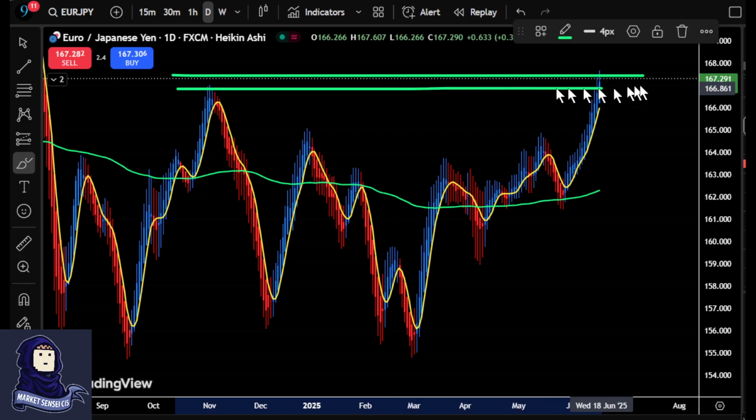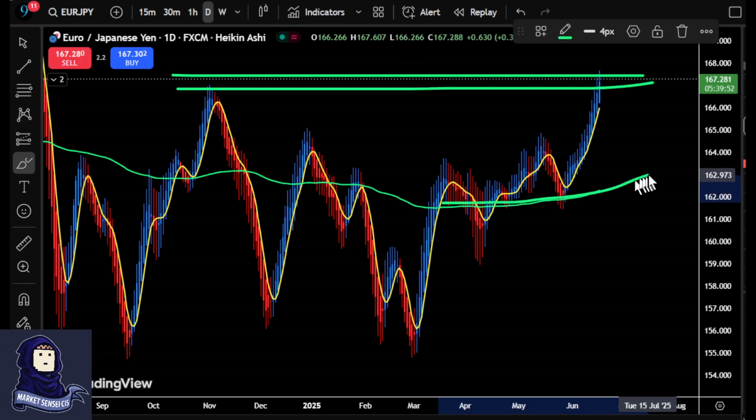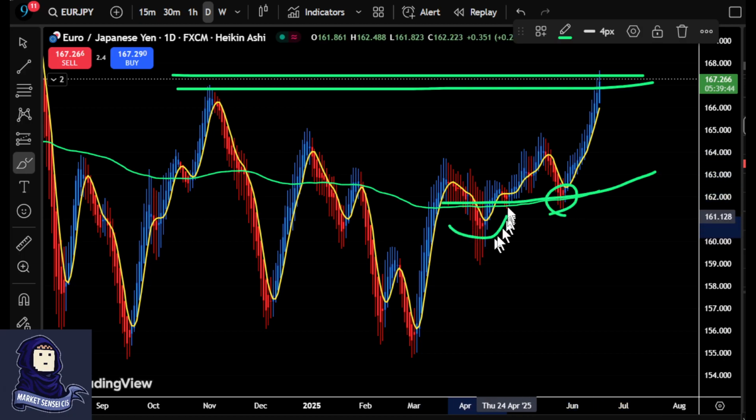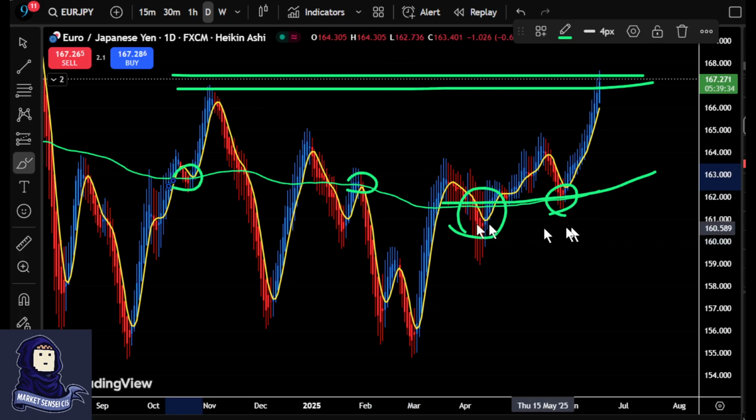So actually, this is a zone, not a single line. It is supported by this moving average, which is slightly pointing upwards, which is a good thing. So it is supported here. It respected the moving average. It respected it here again, and respected here. So this moving average is very much respected by the price on different occasions, although there is quite a lot of breakout as well.